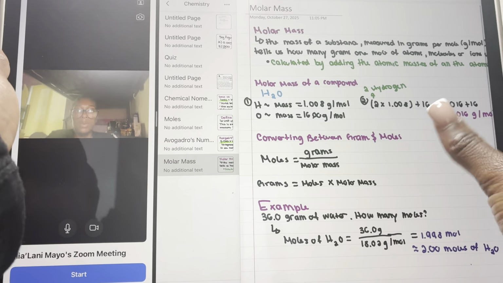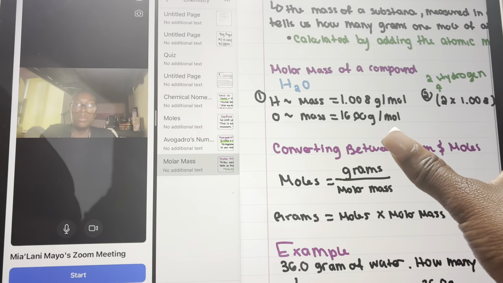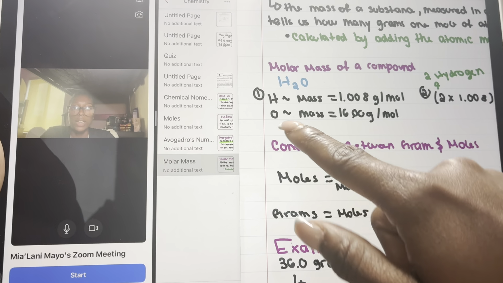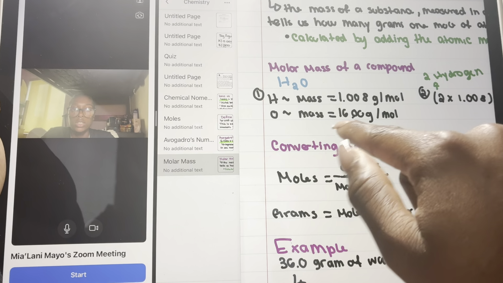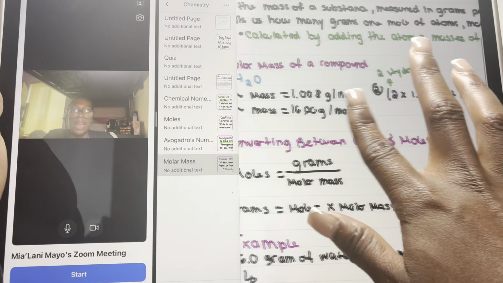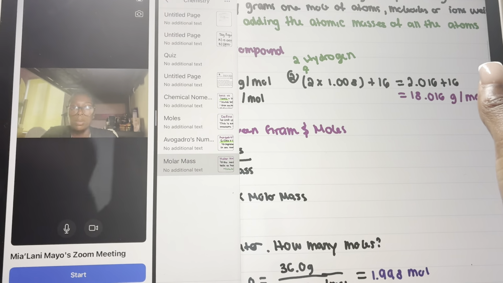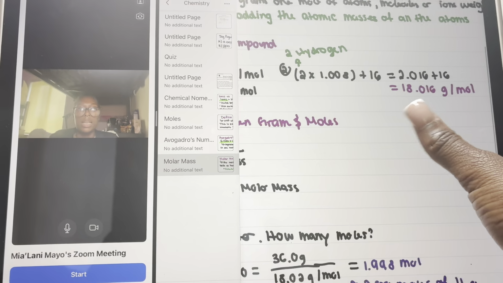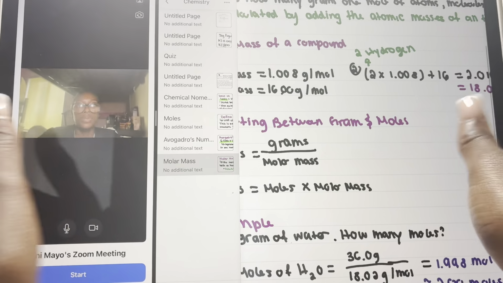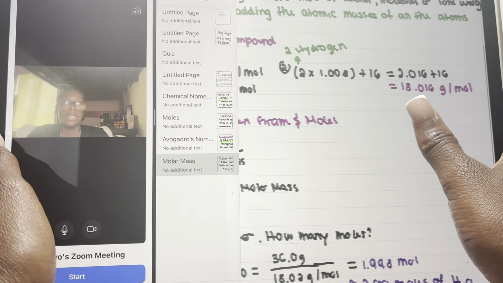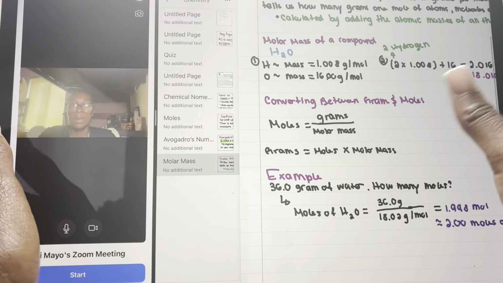For my first example, I have H2O. This is the molar mass of a compound. For H2O, the mass of hydrogen is 1, and for oxygen, it's 16.0. Then I multiplied the hydrogen by 2 because there's 2 hydrogen atoms, and then I added 16 from the oxygen, and then I got 18.016 grams over mole. This is the molar mass.